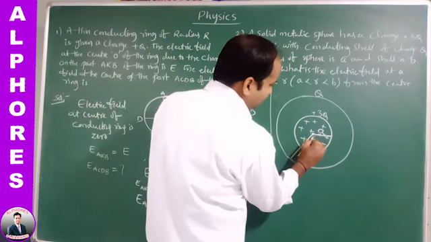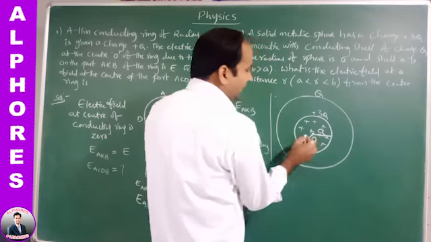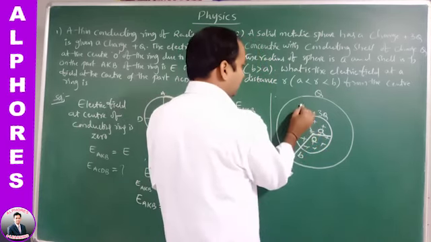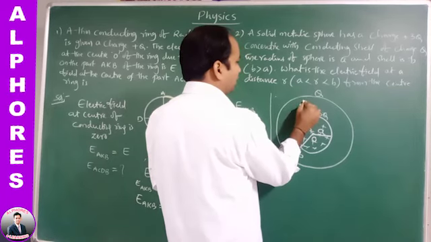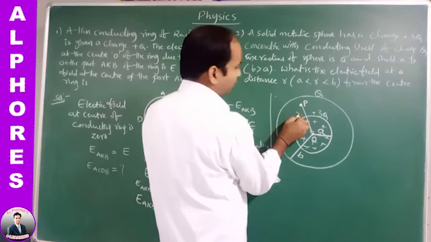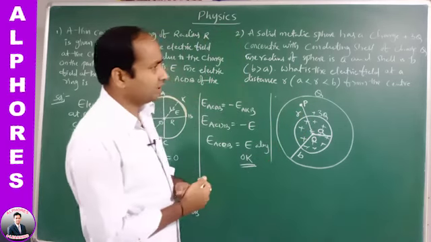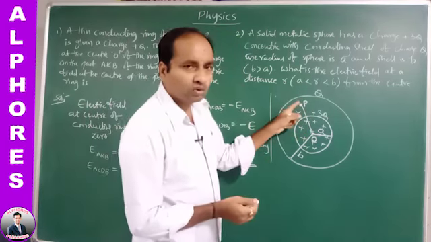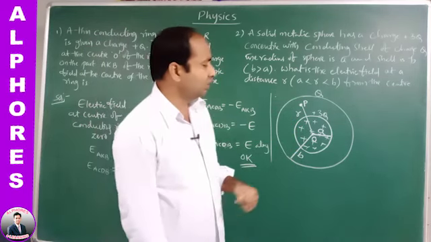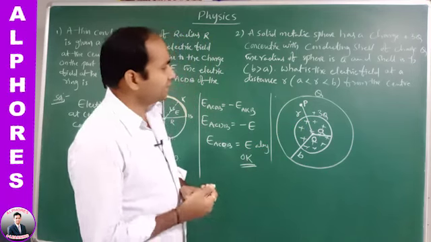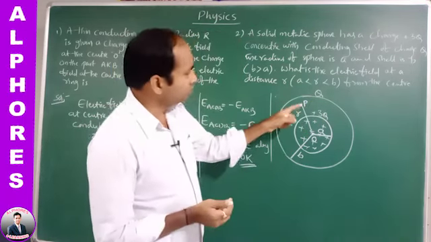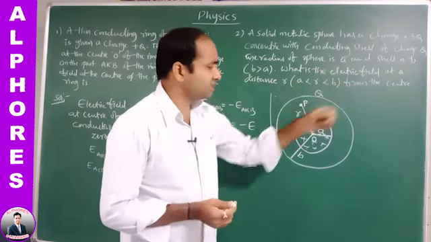Let us take, this is a center here. Greater than A but less than B means this is a point. Let us consider, for example, this is a point P here. Distance from center to the point P is r. It is outside the sphere but inside the shell. Now we know that electric field intensity due to the combined from the center.